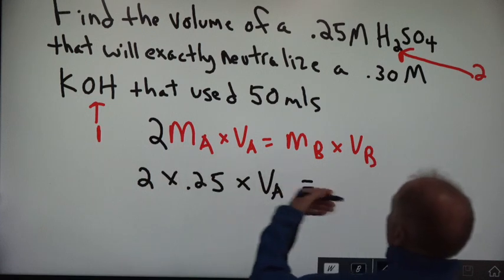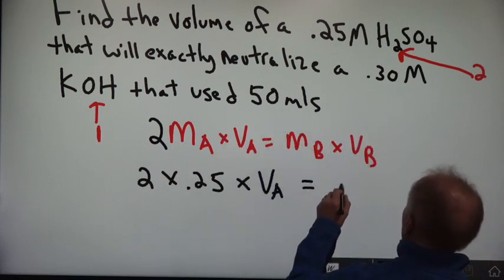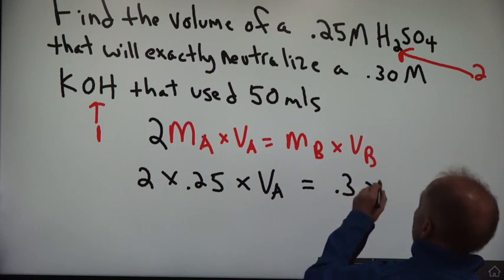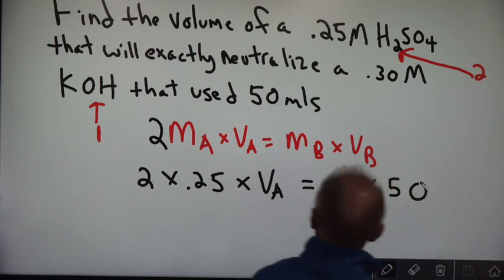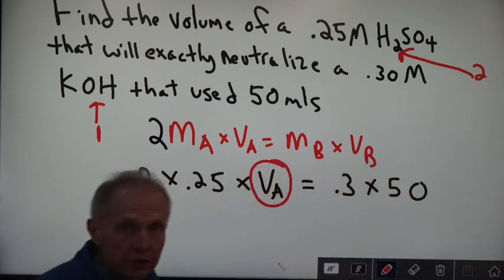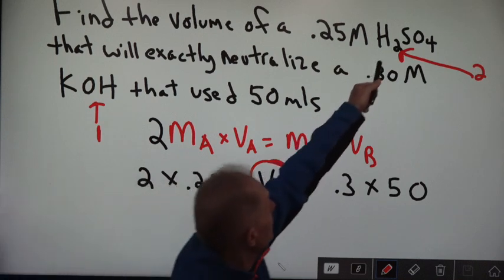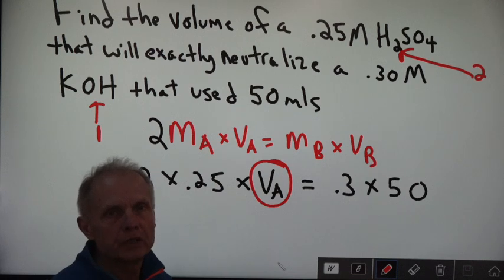equals, now this is easy on the other side, equals 0.3 times 50. And here's our unknown. But do you all understand if the H plus number doesn't equal the OH number, you gotta show it in the equation.